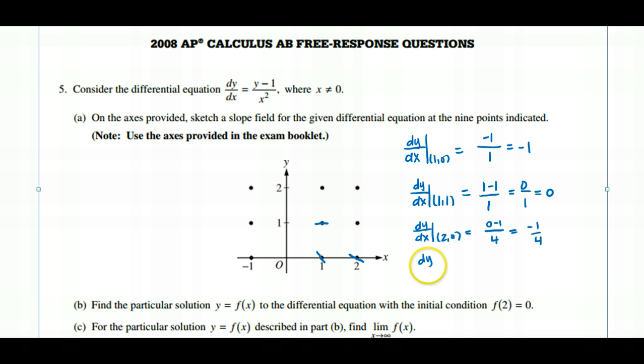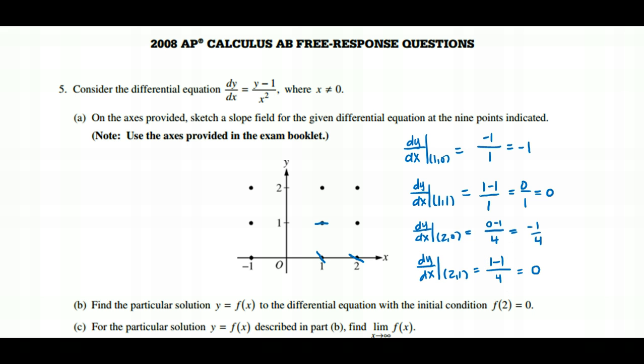Now let's see what happens if I plug in (2, 1). So I'm going to have dy/dx at (2, 1). If I plug in a 1 on the top again, I'm going to get 1 minus 1 over 2 squared is 4. So I'm going to get 0 yet again. And then let's see what happens at (2, 2). So let's just go ahead and do this in our head. If we plug in 2 for y, I'm going to get 2 minus 1. That's going to give me 1. And then if I plug in a 2 on the bottom, I'm going to get 2 squared is 4. So at (2, 2), I have a slope of positive 1/4. So that's going to give me a slope like that.